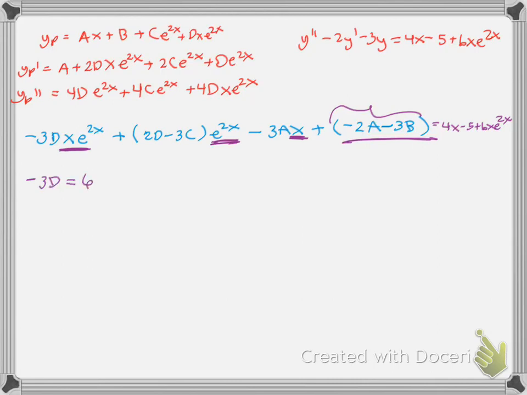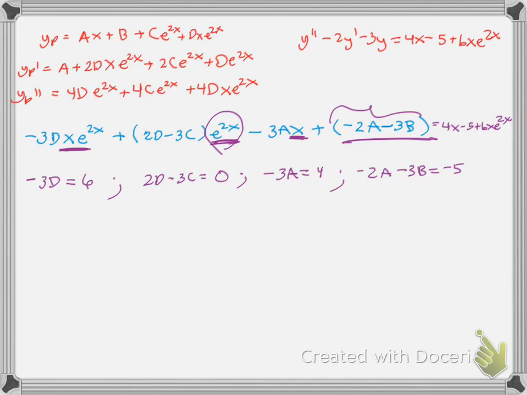6, right? Good. 2d minus 3c should equal what? 0, right? Because there's no e to the 2x on the right-hand side. Negative 3a should equal 4. And then our constant, negative 2a minus 3b, should equal negative 5. So again, just go ahead and pause and find your solutions.